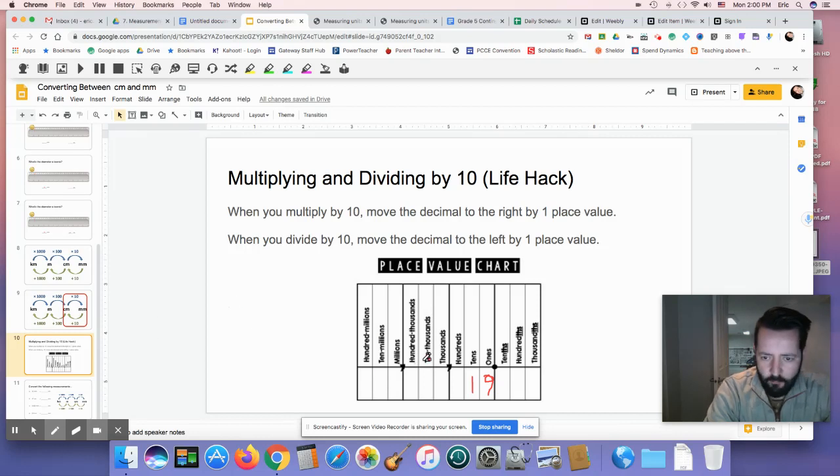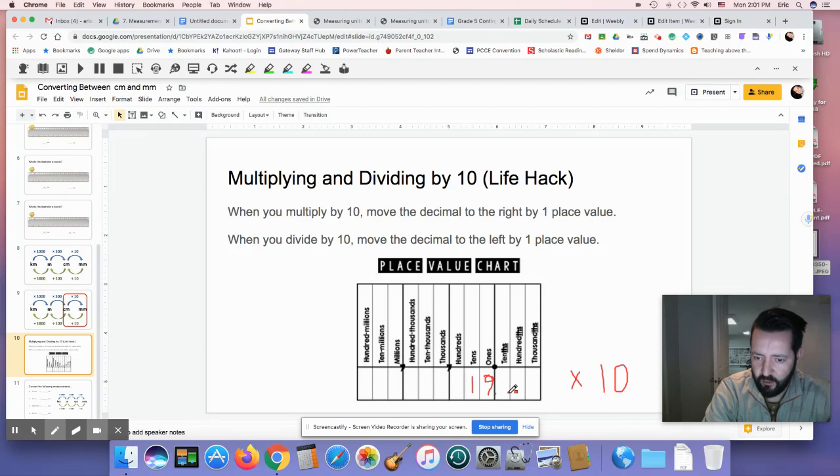And if I want to multiply that number by 10, so let's say 19 times 10 over here, the little life hack that I just taught you up here is that when you multiply by 10, you move the decimal to the right by one place value. So here's our decimal point right here. We don't write it, like if I was just to write the number 19, I wouldn't write a decimal after it, but there's an imaginary or an invisible one after it. And what this is telling me to do is if I'm multiplying 19 by 10, I'm just gonna take this decimal, I'm gonna move it over one place value.